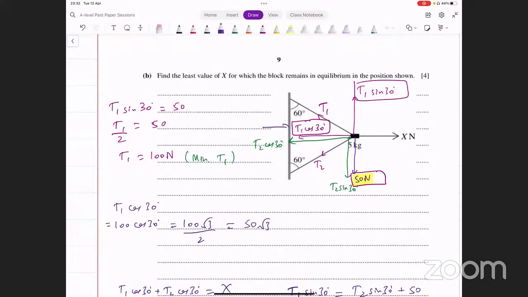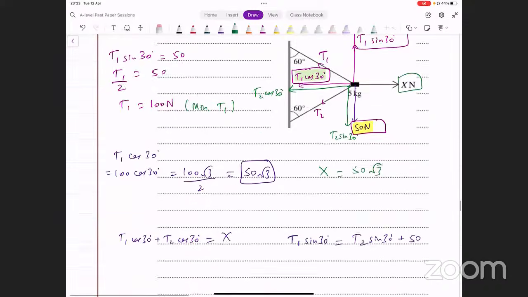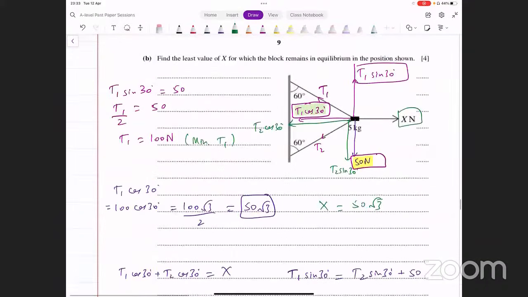लेफ्ट साइड पर जो ये फोर्स लग रही होगी, T1 cos 30, इसकी मिनिमम वैल्यू क्या होगी आपके पास? 50 स्क्वायर रूट ऑफ 3। इसको काउंटर करने के लिए राइट साइड पे फोर्स कितनी होगी? It has to be at least this much.